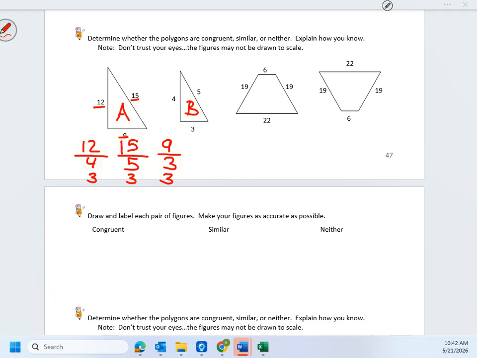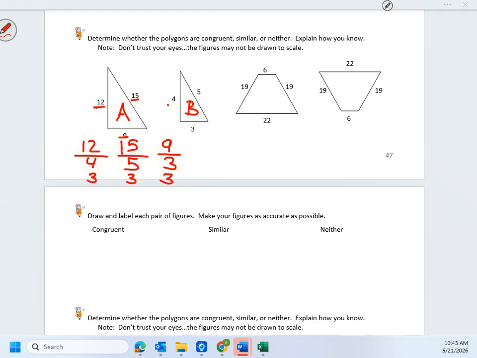Are they identical numbers? So can it be congruent? Congruent's the one that you can rule out right away. Or you can say, oh my goodness, they're all identical numbers. If they are identical sides, then you know it's congruent. We have different numbers, so we know it's not congruent. So is it similar or neither?